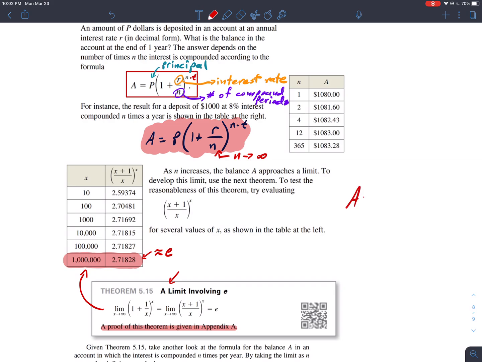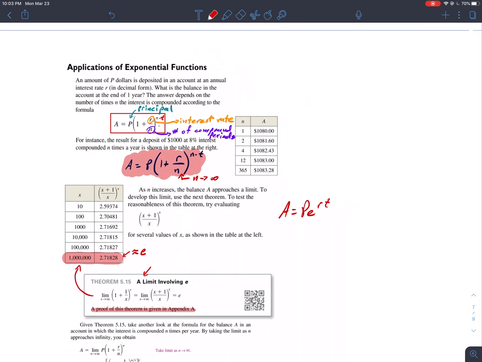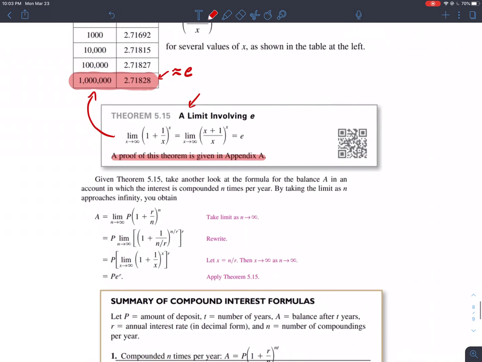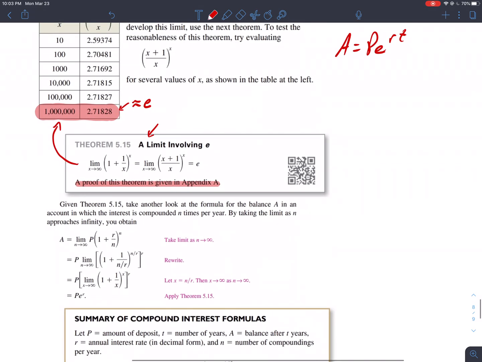Turns into A equals P times e to the rt. So what we're about to do is use this expression and this limit to show why the formula turns into Pert. All right, so if I scroll down just a little bit, there's a bit of a proof down here at the bottom. Let me move this Pert down.